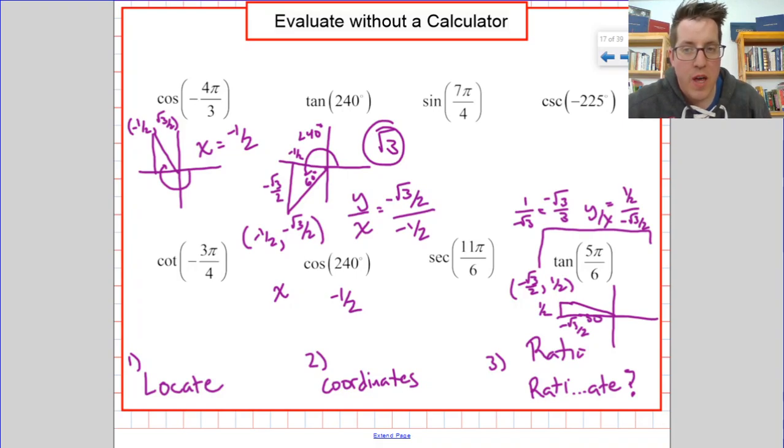X-coordinate is negative 1/2. Y-coordinate is root 3 over 2. For the cosine, all we care about is that x-coordinate. So the cosine is negative 1/2.